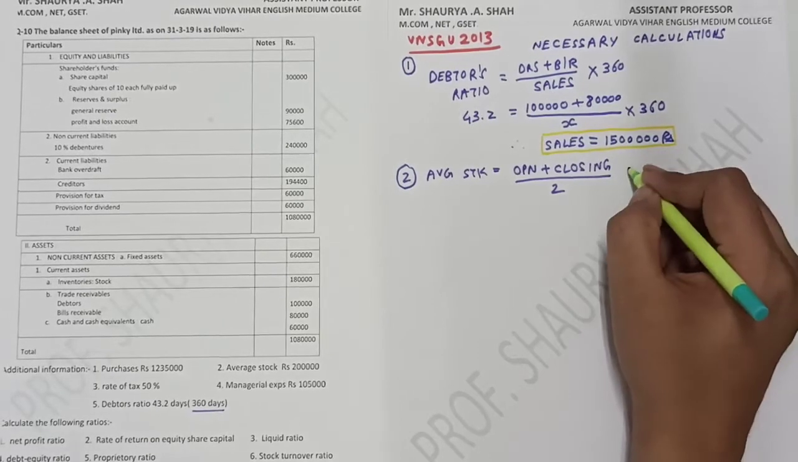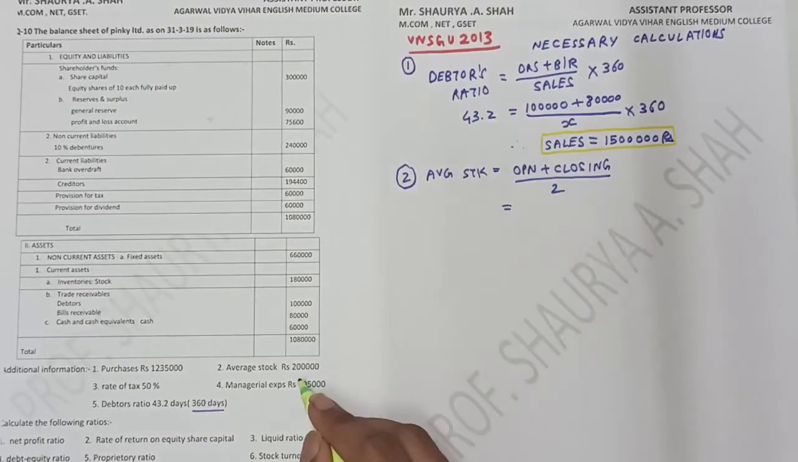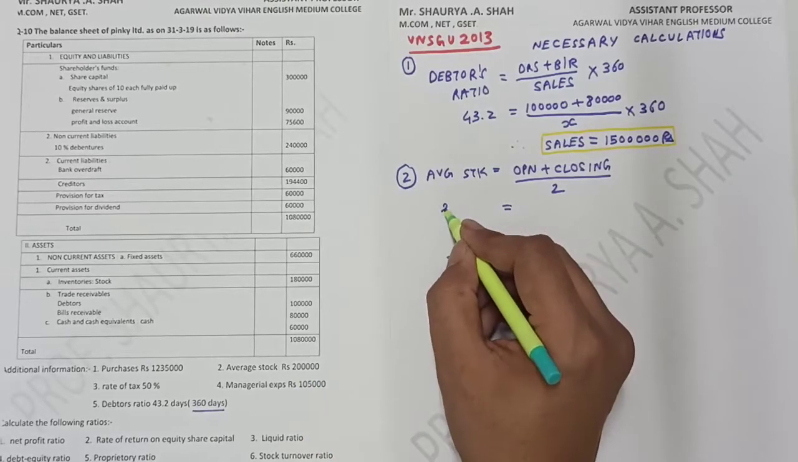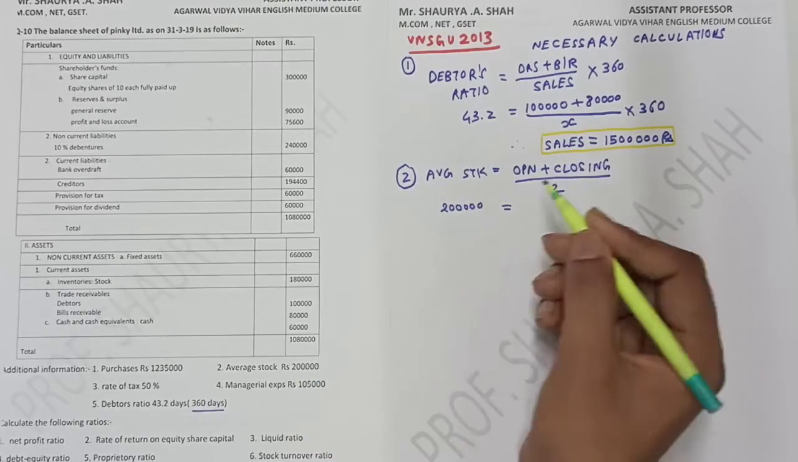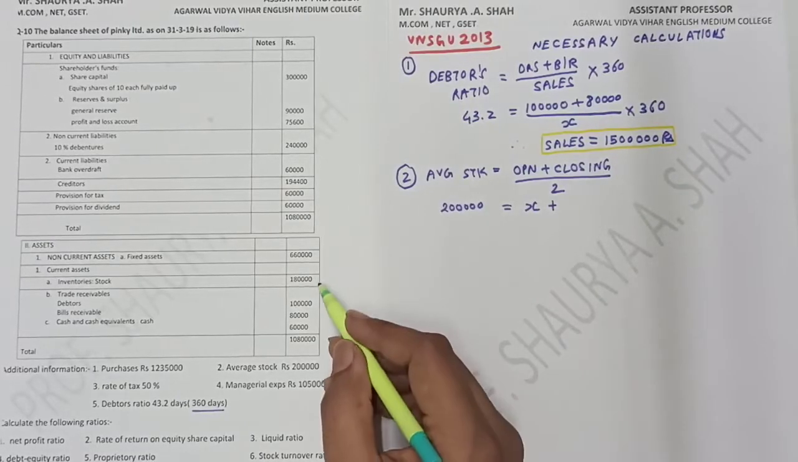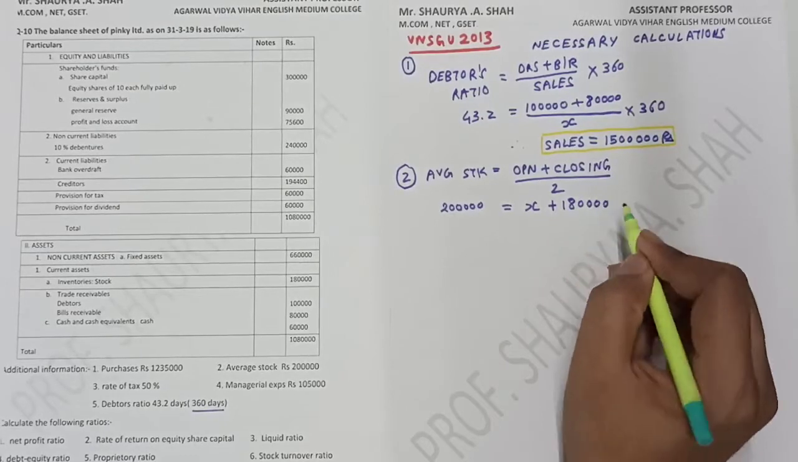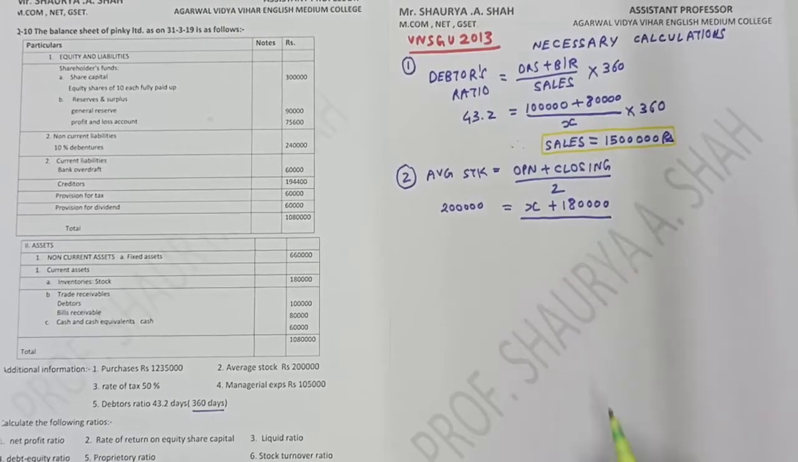So I have the answer of average stock, right? How much is average stock given in the sum? It is 2 lakh rupees. Opening stock is missing, I'll put X. Closing stock is from the balance sheet. Remember, the balance sheet is at the last date, so it is always closing stock, right?